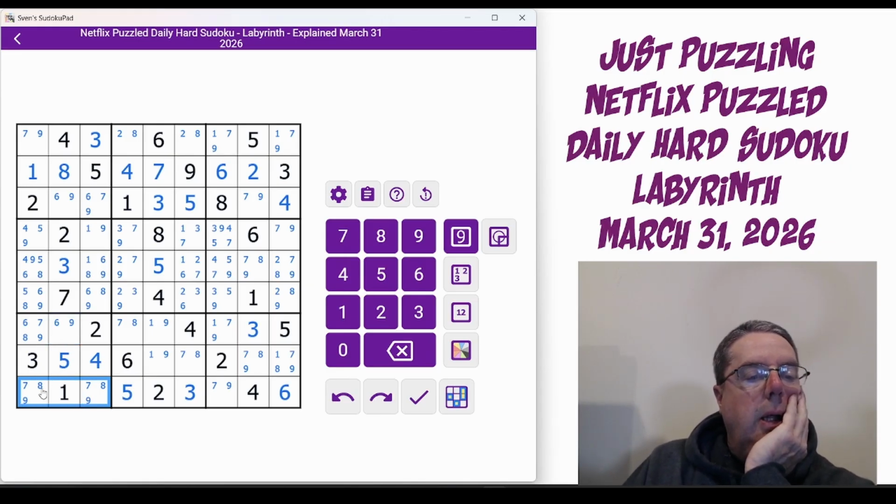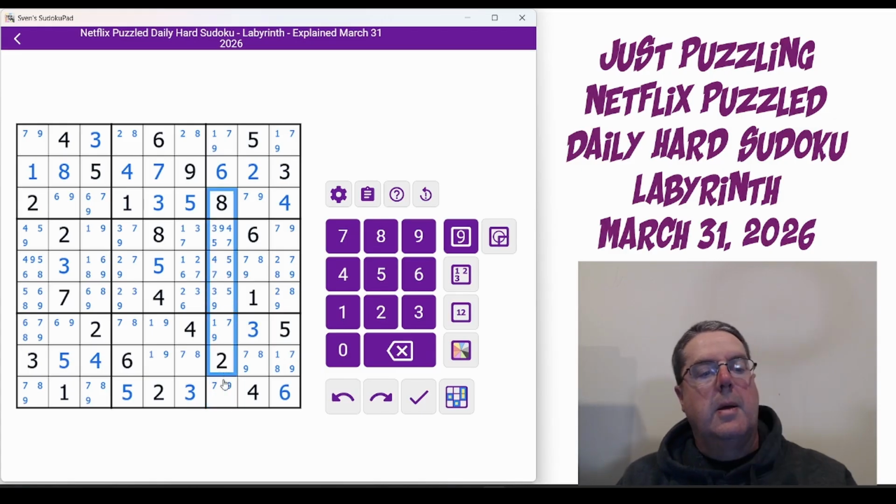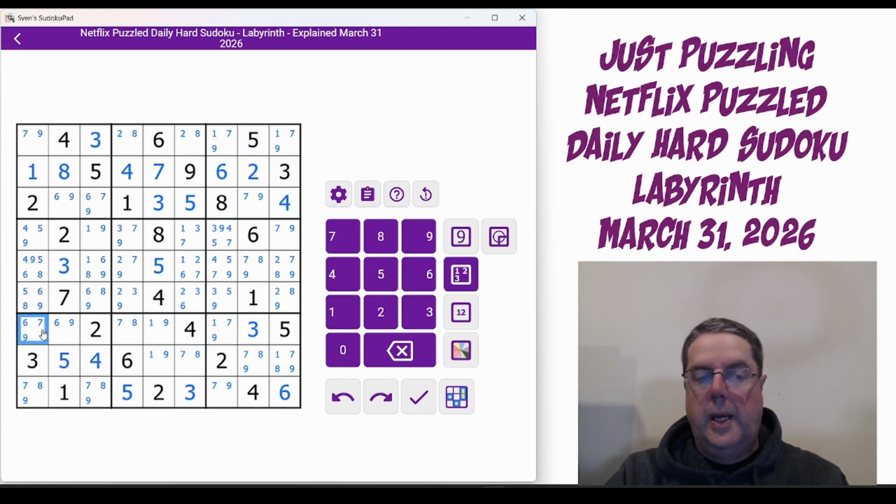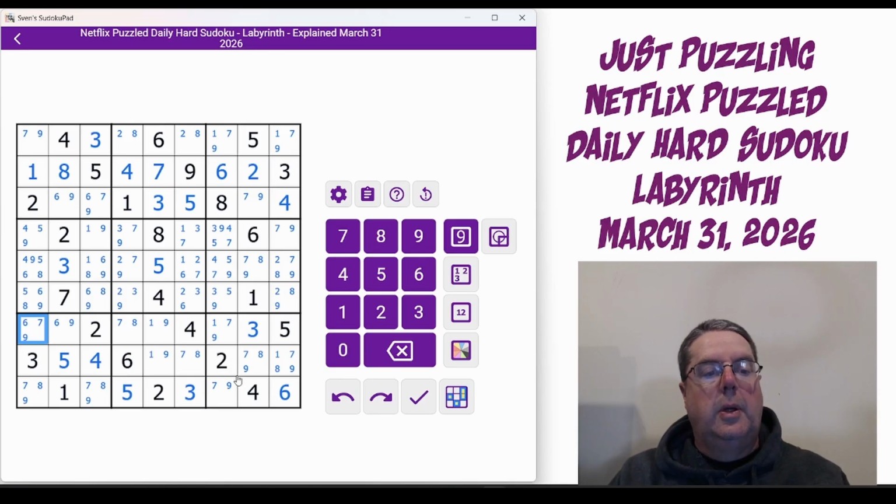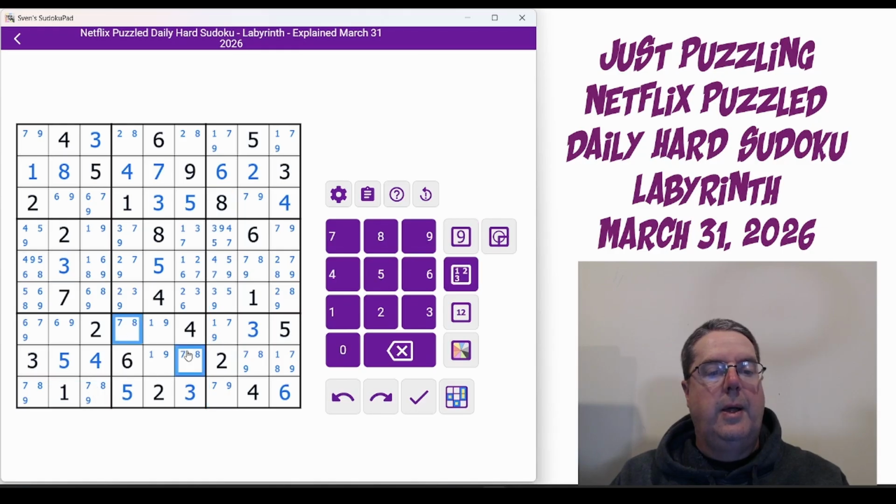So 8 is here. So why am I saying, so 8 can't be here? That means this can't be an 8 here, because what we're saying is 8's got to be down here. So 8 has to be one of these two, and then they've got 7, 9. So 7, 8 there, 7, 8 there. What's interesting to me is 8 can't be here. So 8 isn't in this row.